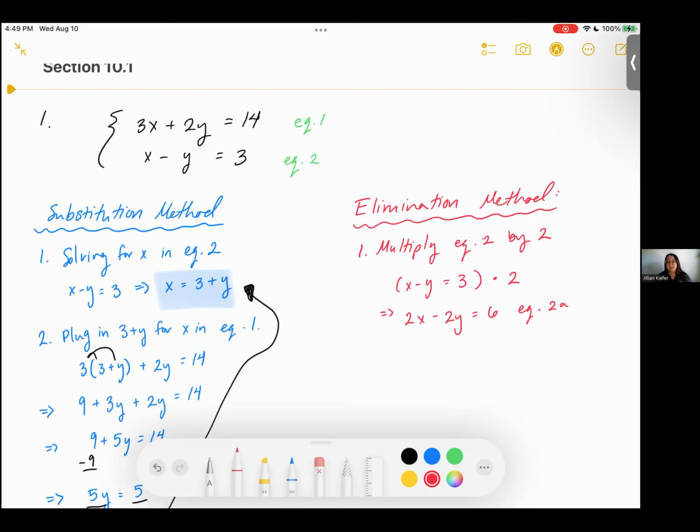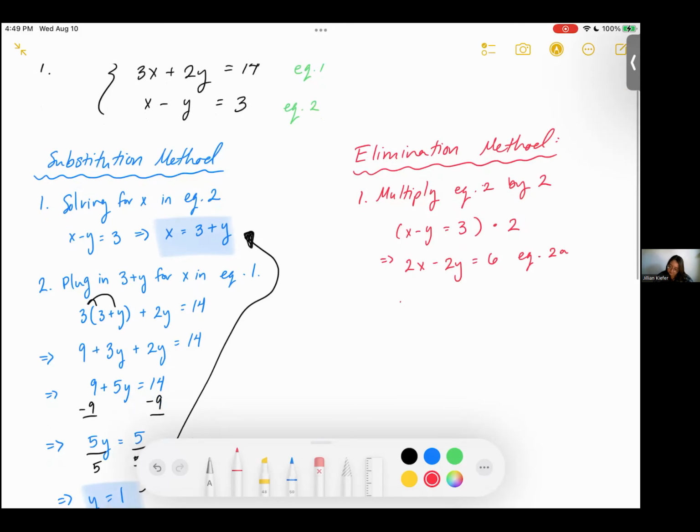So now that we've adjusted that first coefficient, we're going to go ahead and put them back in the system. But when we put them back in our system, we're going to take equation 1 and equation 2a instead. So our new system looks like 3x plus 2y is equal to 14, and 2x minus 2y is equal to 6. This is equation 1 and equation 2a. So we replaced equation 2 with equation 2a.